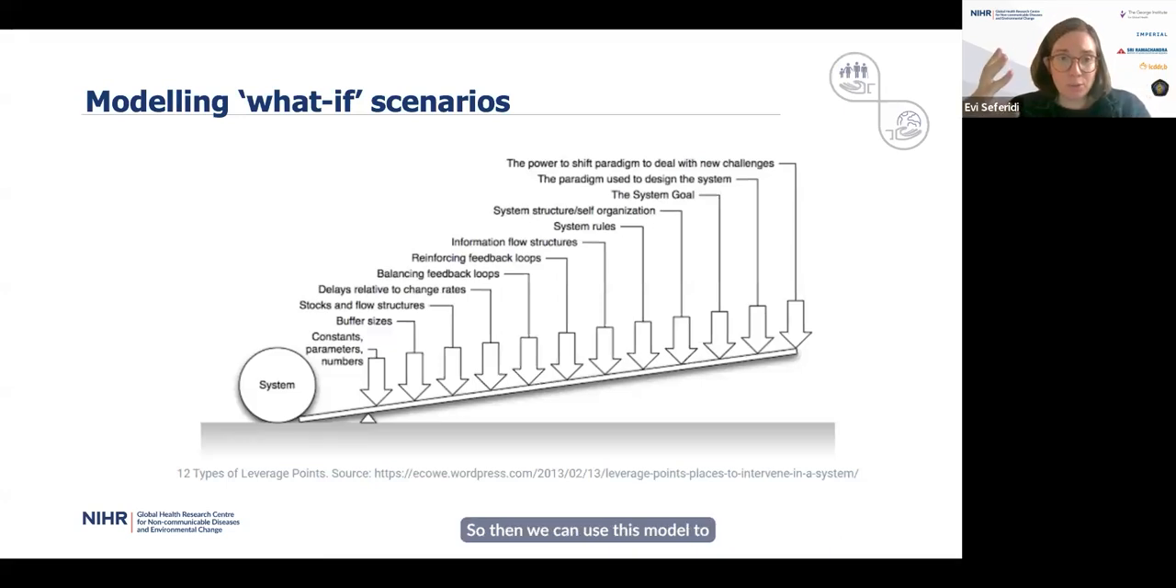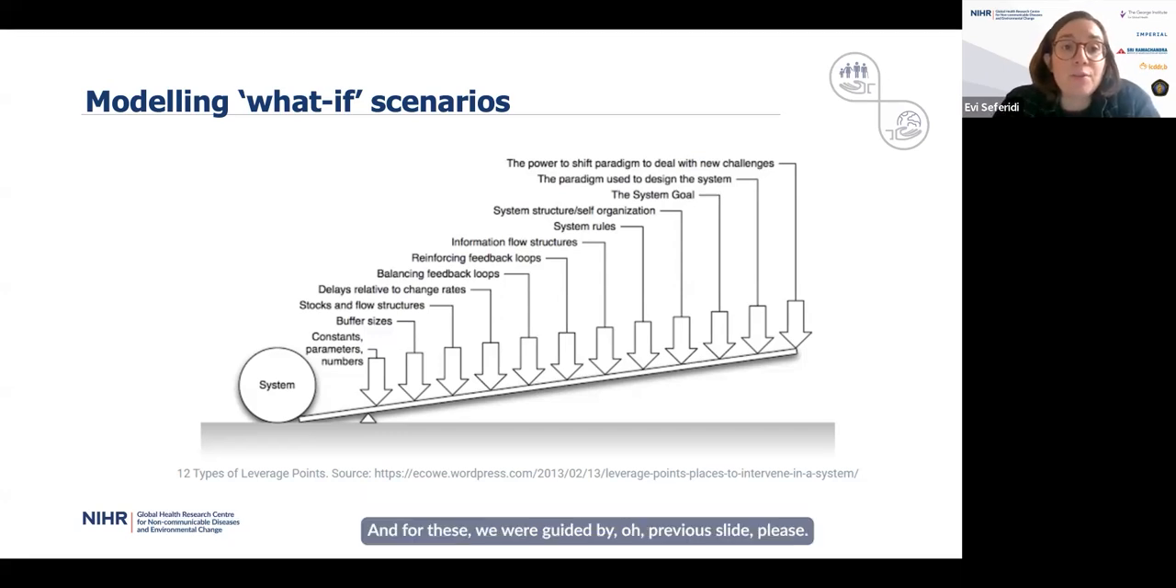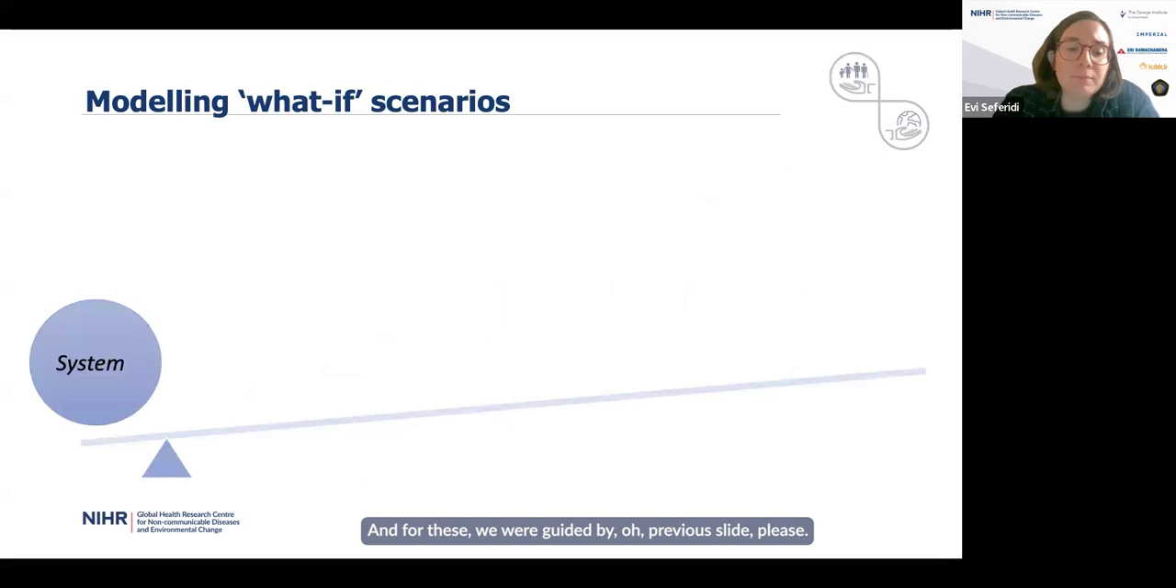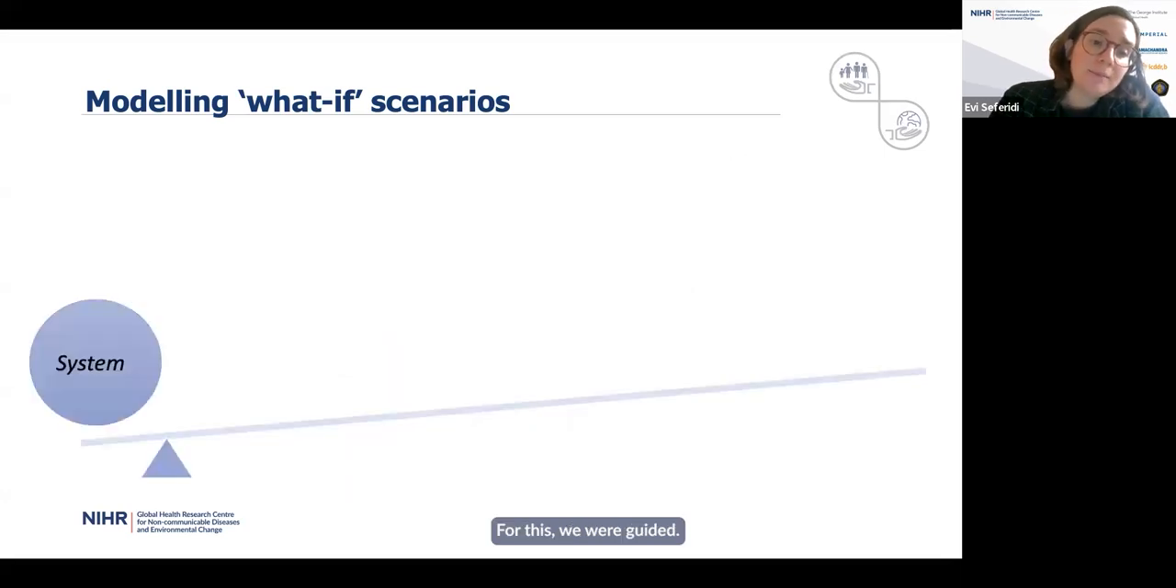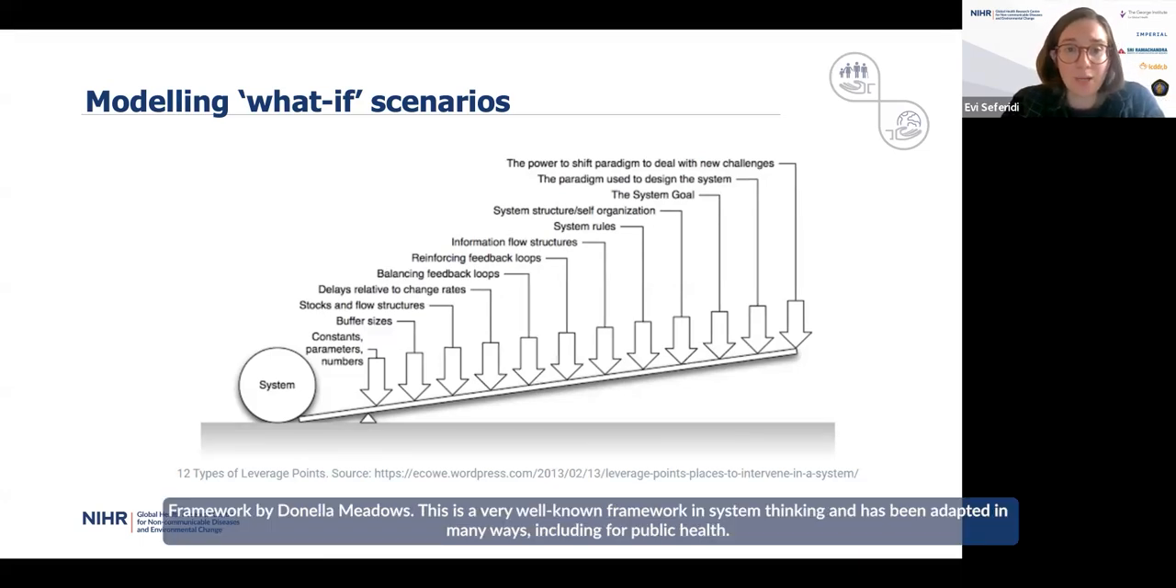So then we can use this model to test different interventions, different things that we can change in order to improve the double burden of malnutrition in the country. And for this, we were guided by, previous slide, please. For this, we were guided, yeah, this one, by this framework. This is called the 12 Types of Leverage Points framework by Donella Meadows. This is a very well-known framework in systems thinking and has been adapted in many ways, including for public health.